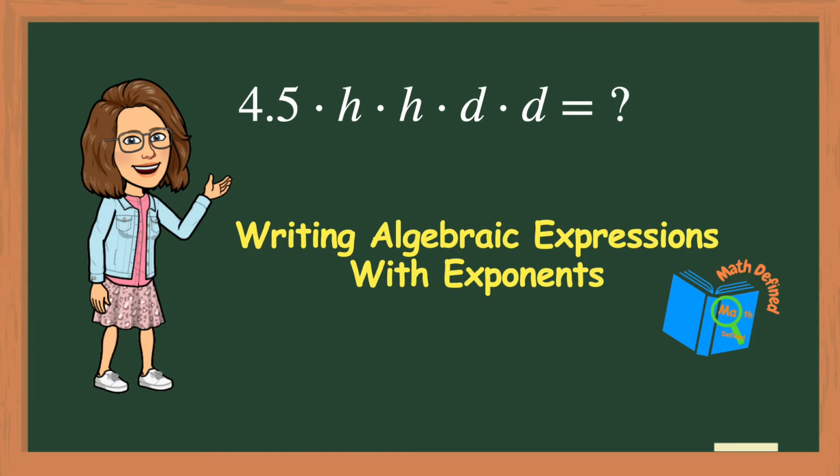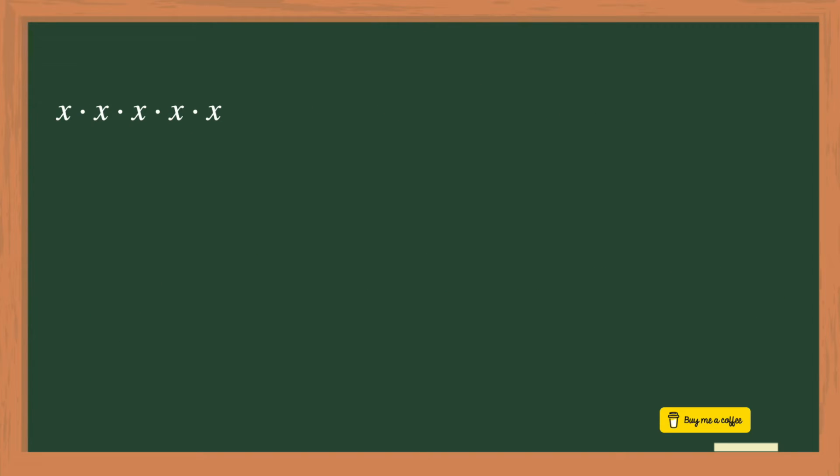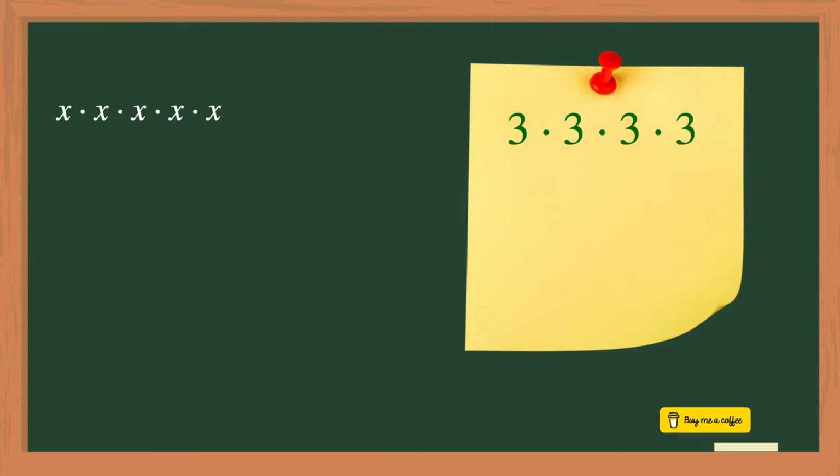Today, I'm going to show you how to rewrite an algebraic expression like this one that has repeated factors in it. The key to rewriting an algebraic expression like this one here is to think about how we would rewrite a numerical expression like this, where we have the factor of 3 being repeatedly multiplied to itself 4 times. It would be much easier to rewrite this using a power.